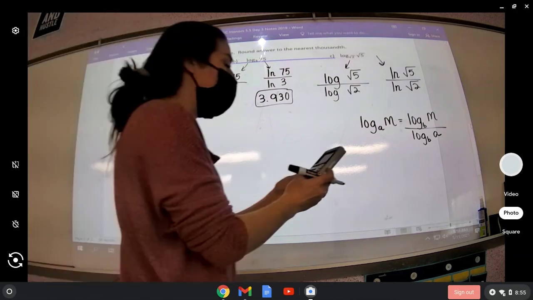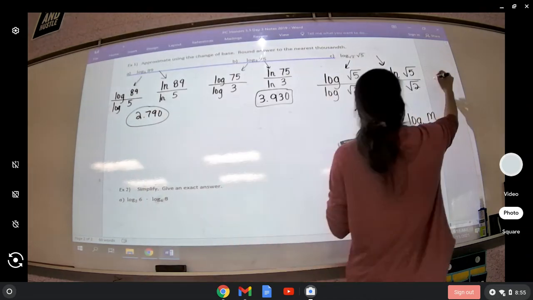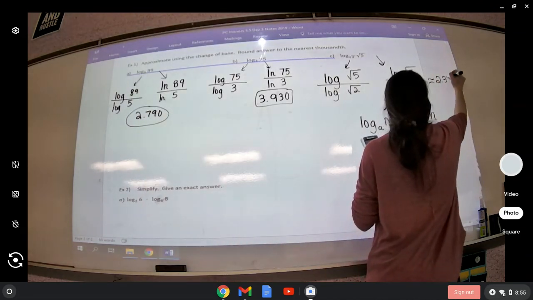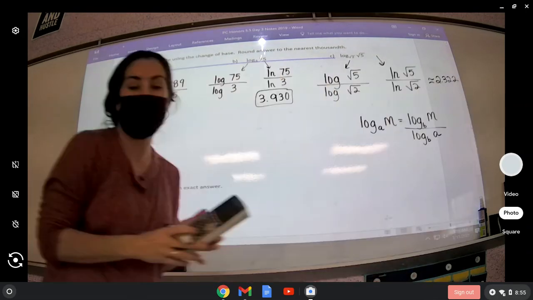Oh, I don't know what I'm thinking of. 2.3219. I should say 2 because we're rounding to the thousandth.